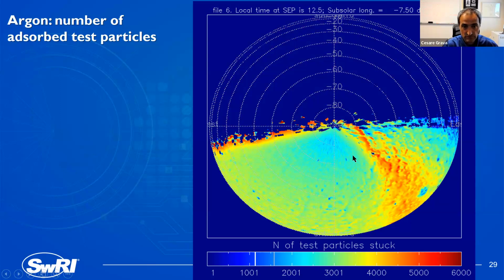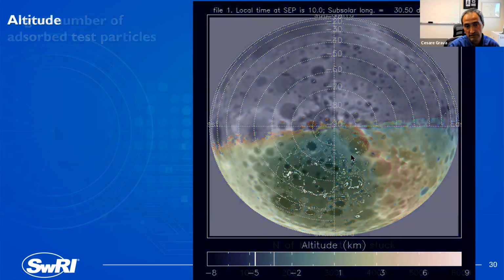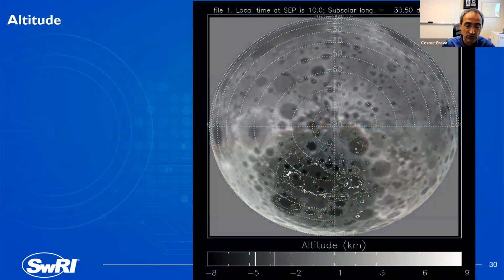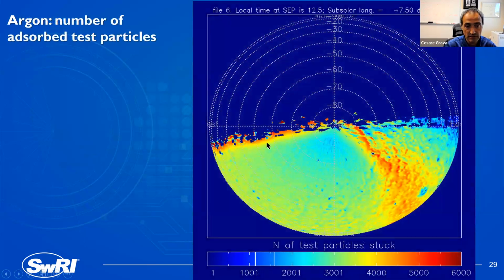And so why is that? If you look at the altitude map and go back and forth, you see that these regions are all where the white spots are, in this particular region, which are the rims of craters, looking towards the dawn, basically. So I'm thinking about particles coming from the dawn side, hitting there and staying there until they are released later on.